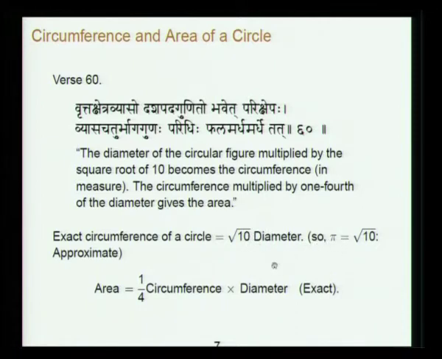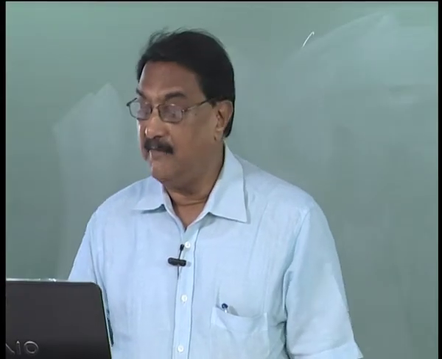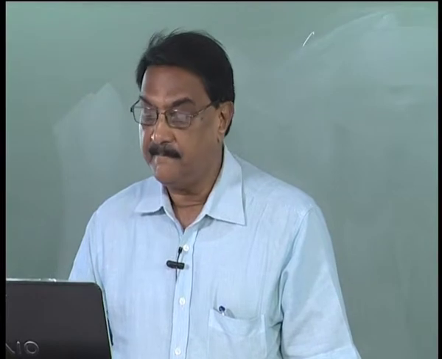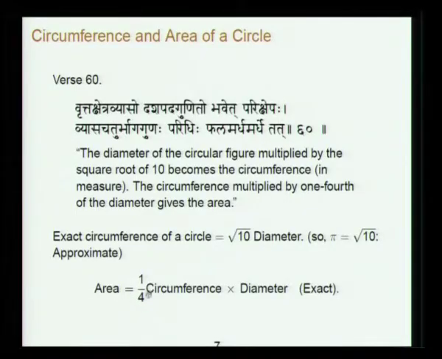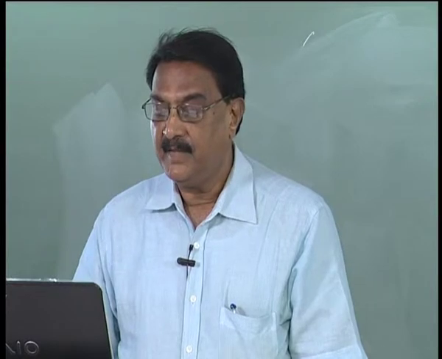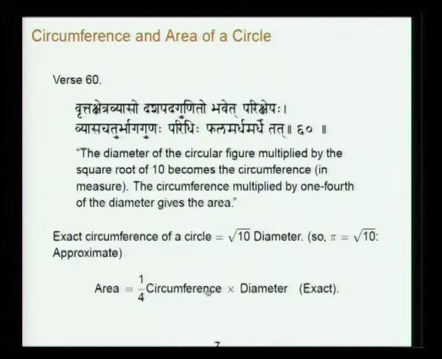I told you earlier also, this is some kind of a Jaina value you will say, because various Jain texts will give this number. It is an approximation, and the area is 1/4 circumference into diameter. This is of course exact, whatever be the relation between circumference and diameter. So, this area itself is exact. This is understandable, and probably this is explained in commentaries to Lilavati.